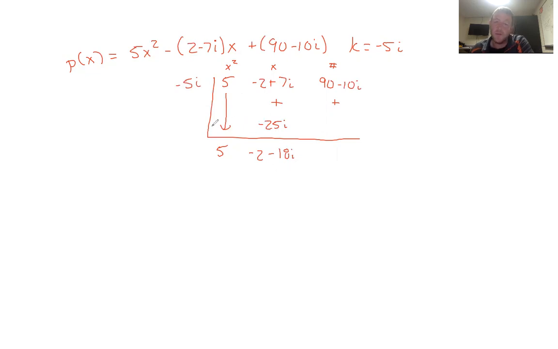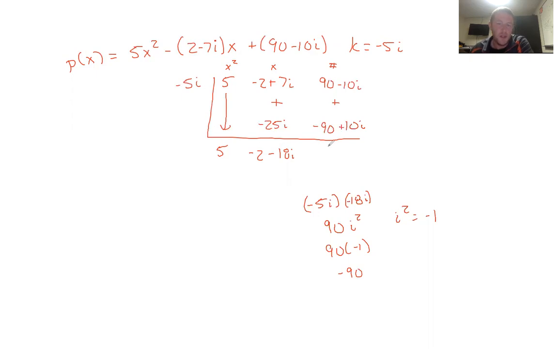And now when you multiply, you have to distribute. So negative 5i times negative 2 is positive 10i. Okay. And negative 5i times negative 18 would be 5 times 18 is 90, but it's i squared. Technically both are negative, so negative times negative is 90, but it would be i squared. And remember, i squared is equal to negative 1. So this is the same thing as saying 90 times negative 1, which is negative 90. Okay, so minus 90.